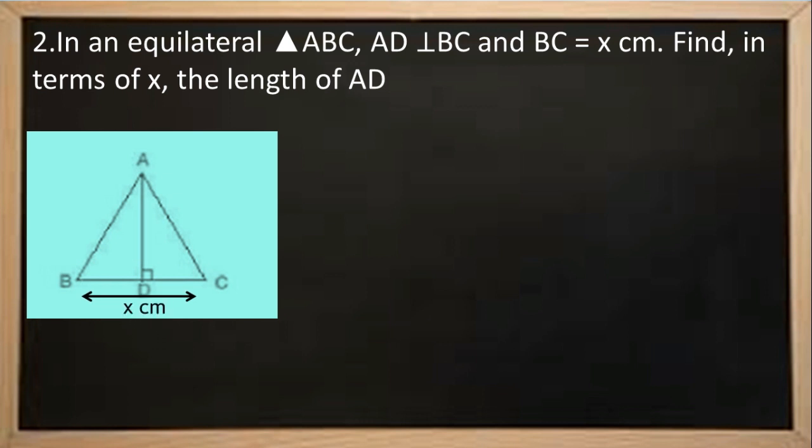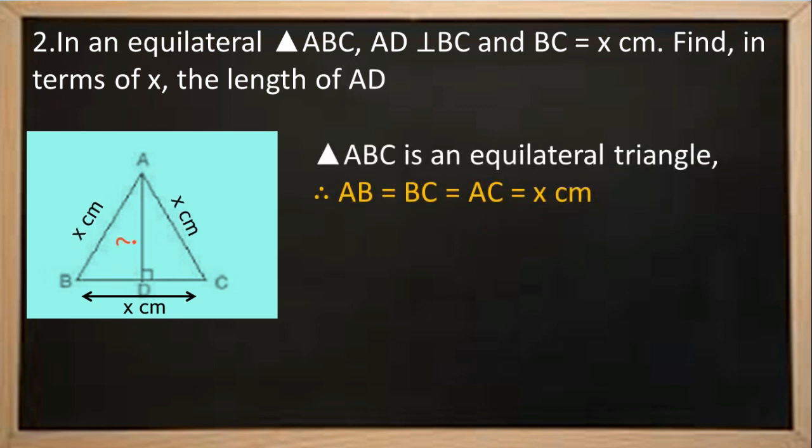It is clearly mentioned in the question that it is an equilateral triangle, so all the sides will be equal to x centimeter, and we need to measure the length of AD. As AD is perpendicular to BC, in an equilateral triangle, the perpendicular line drawn from the opposite vertex to the base divides the base into two equal parts. Hence, BD will be equal to DC will be equal to x by 2 centimeter.